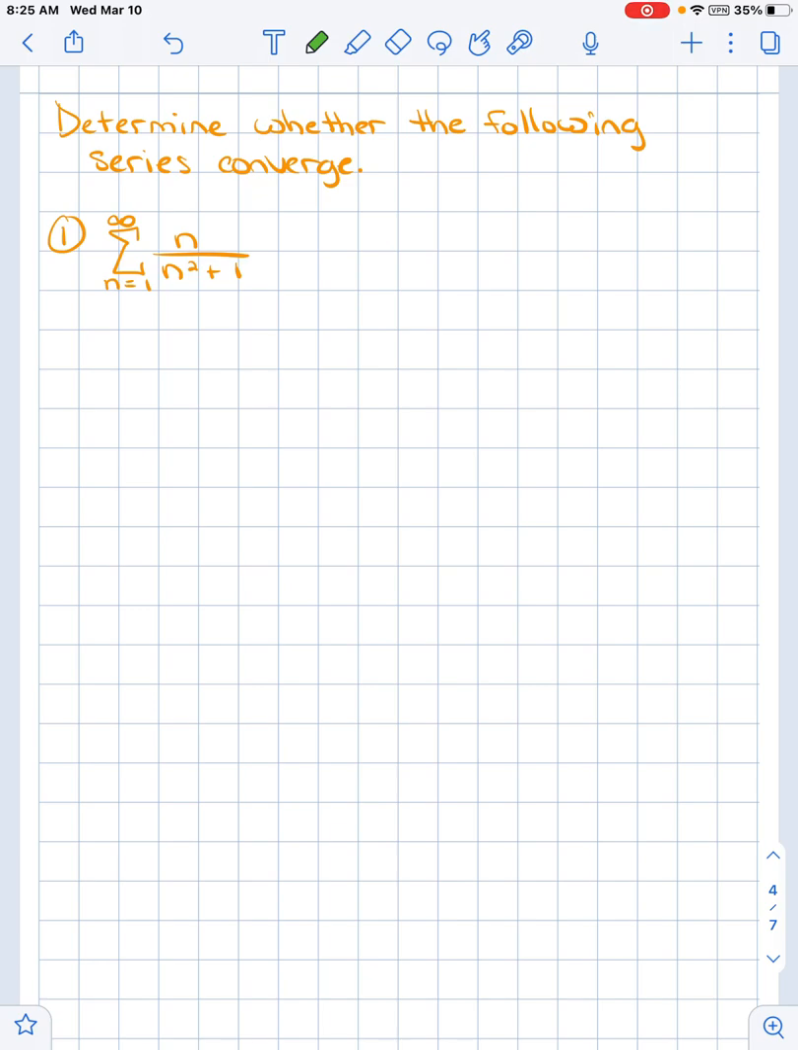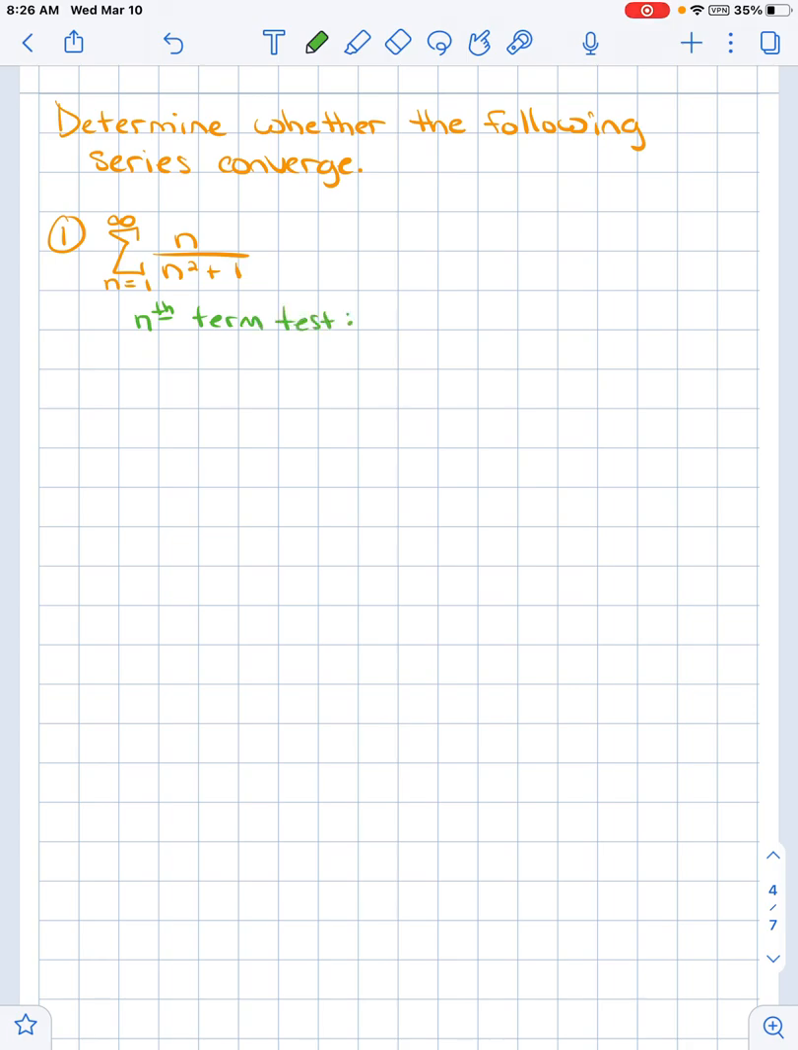Okay, let's do a couple examples. We're going to look at two different series and determine whether they converge. Now remember I told you that the integral test is kind of my last resort. So I'm going to try the other tests that we have so far and see if I can avoid the integral test if possible. So first things first, I'm going to try the nth term test.